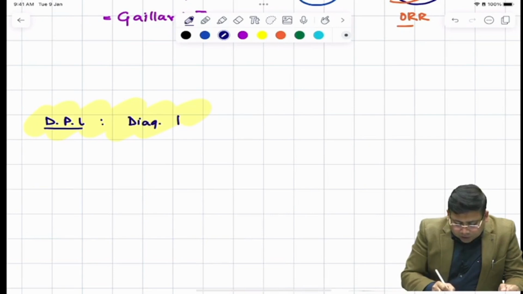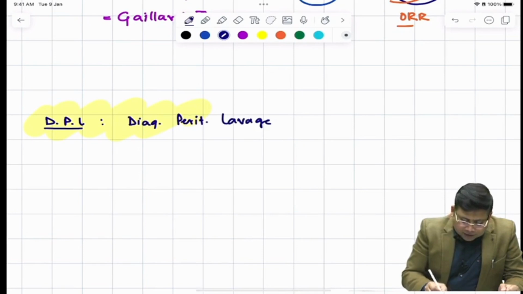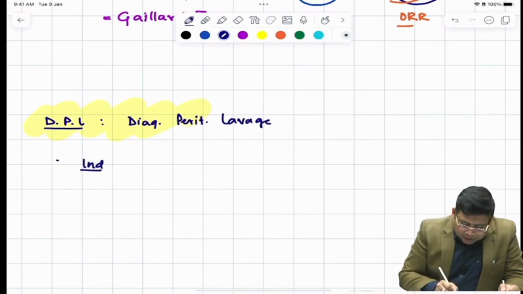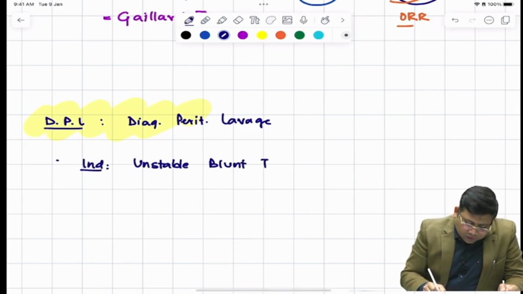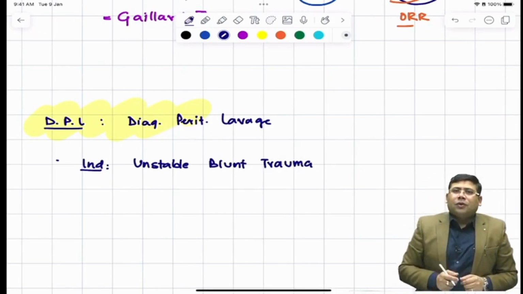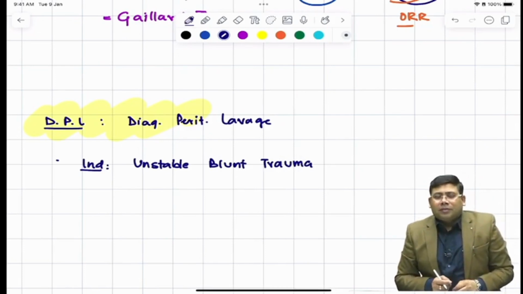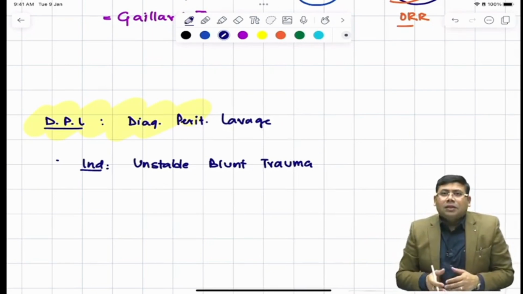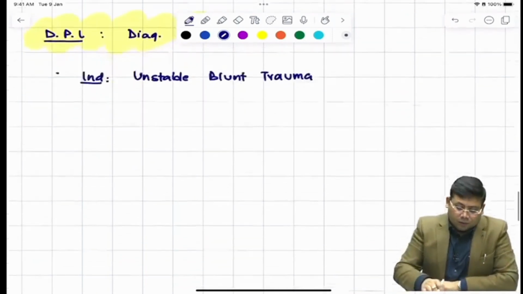Whenever we talk about diagnostic peritoneal lavage, the first indication, or the only indication nowadays, is the unstable blunt trauma patient. Why? Because for unstable penetrating injury, you know that you have to take a call for surgery. For unstable blunt trauma, your ball is rolling in between the two courts. Should I operate on this patient or should I continue with conservative management? And that is the time that you take a call for what? Yes, DPL. And this is very, very important.